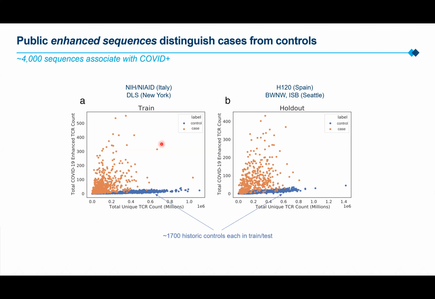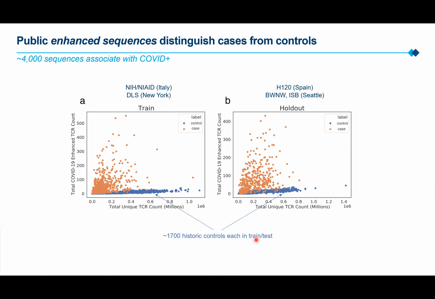In this particular case, we trained the model, identified these enhanced sequences on 2 cohorts from Italy and New York. And we see these are really nicely generalized to 3 completely independent cohorts. Overall, we're identifying a little more than 4,000 public enhanced sequences that really define this signature. I'll note here that the controls in these cases were a little over 3,000 historic controls from pre-2020 that we split evenly between training and test.